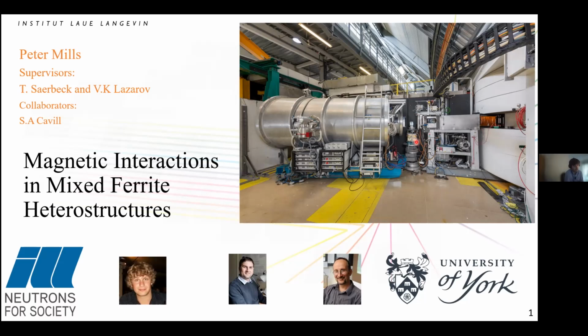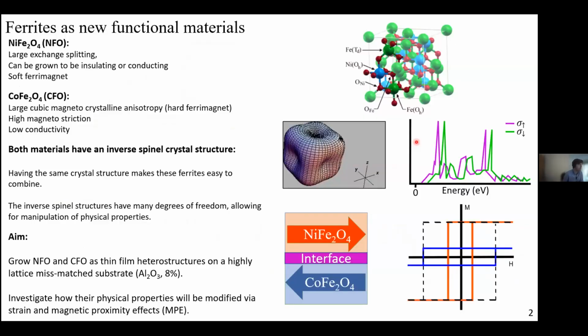Okay, so I just told you that I'm working with ferrite heterostructures, and why are we interested in ferrites? It's mostly because as materials, they can offer a broad range of magnetic and conducting properties, and in conjunction to this, they also generally have the same crystal structure, so we can combine them quite easily. With that in mind, I want to introduce you to two ferrites. First of all, nickel ferrite. This material presents large exchange splitting. We can grow it to be insulating or conducting, and it's a soft ferromagnet.